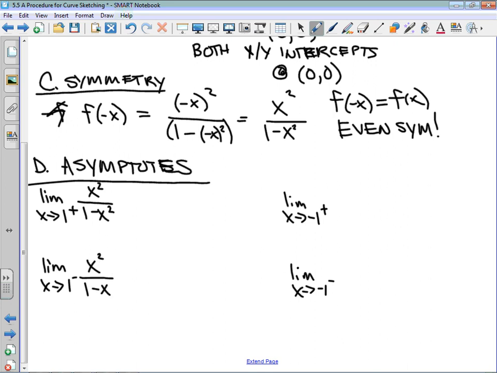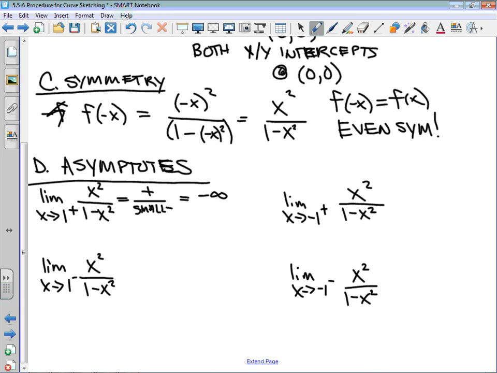One of the nice things about this particular function is that the numerator is always positive. x squared is never negative. You can't say the same thing about 1 minus x squared, but it's certainly true for the numerator. So all we really have to determine is whether our denominator is going to be a very, very small negative number or a small positive number. As we take that limit as x approaches 1 from the positive, so like 1.1, what we're going to have is a positive divided by a small negative. So this is going to go to negative infinity.